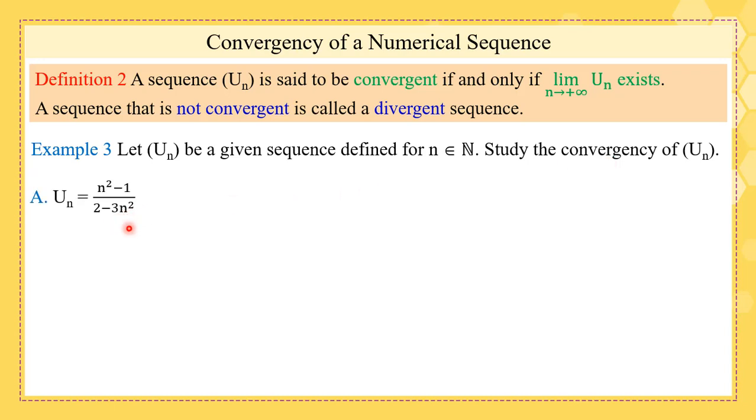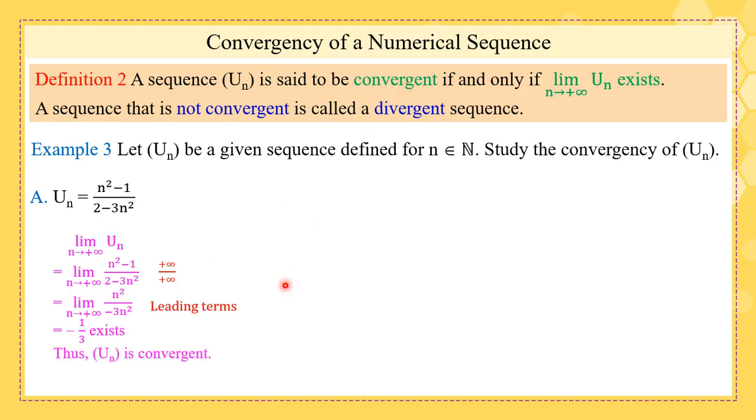Let's see the first sequence. So remember, to study the convergency, we have to see whether the limit exists or not. We find the limit of the sequence UN. This is the limit of this quantity. We get positive infinity over positive infinity. If we use the leading term or L'Hopital's rule, we get negative 1 over 3. The limit exists means that the sequence is convergent.